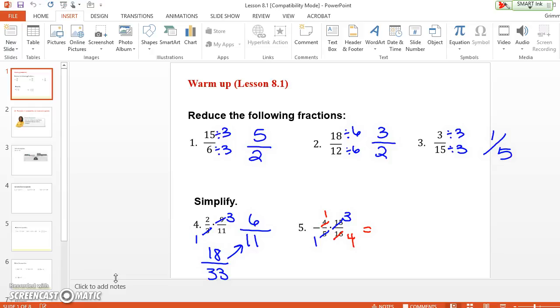Okay? Then I have a negative on there. So a negative times a positive is always a negative. Remember, when we're multiplying, 2 negatives make a positive, 1 negative keeps it negative. Okay, so now we're going to multiply straight across the top. I have a negative and then 3, so negative 3. And 1 times 4 is 4. So my final answer is negative 3/4. Okay, questions on any of those? We're going to use that today.